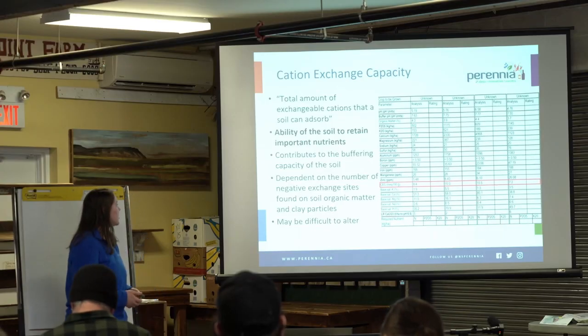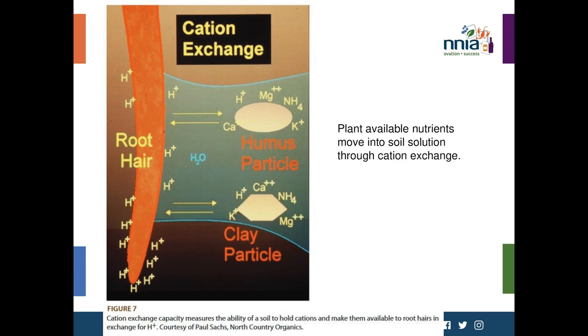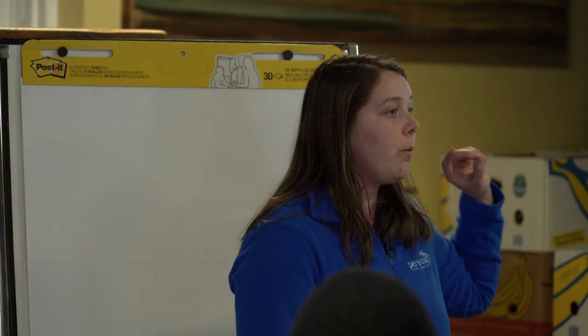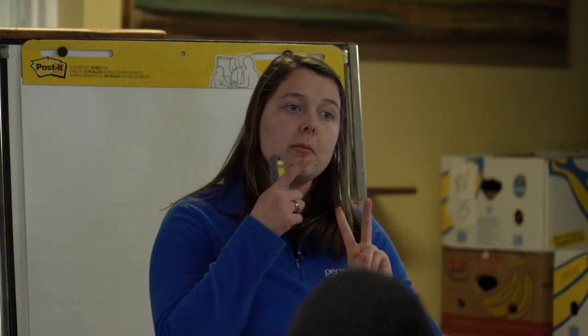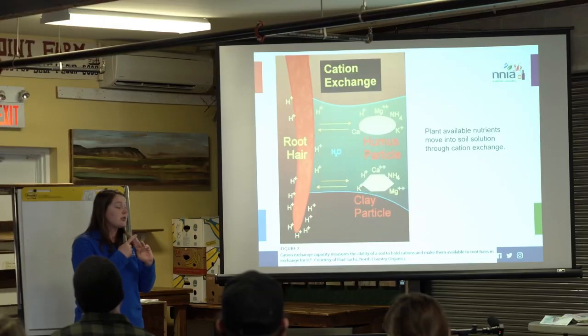So this is just an example of what happens in cation exchange. You have either a humus particle, a soil organic matter particle, and a clay particle, and these positively charged ions exchange in soil solution and then can be taken up by the roots. So we talked about nutrients being in the available form and also being in soil solution, so soil water, in order for them to be taken up. And so that's the second thing, that occurs by cation exchange.